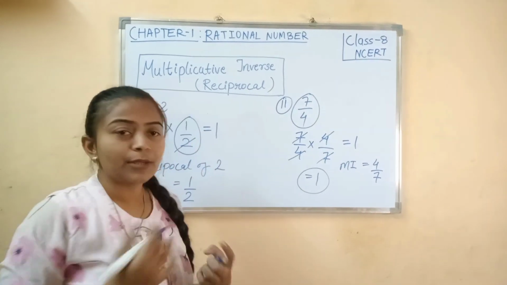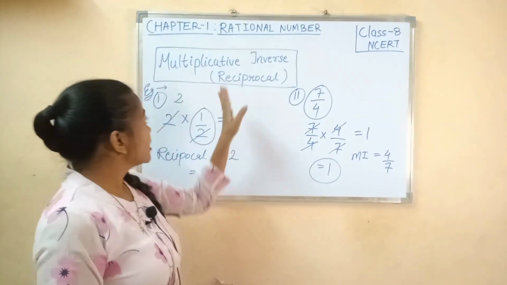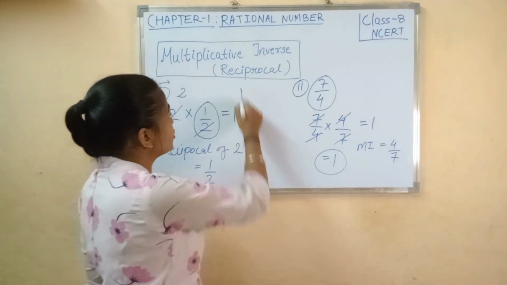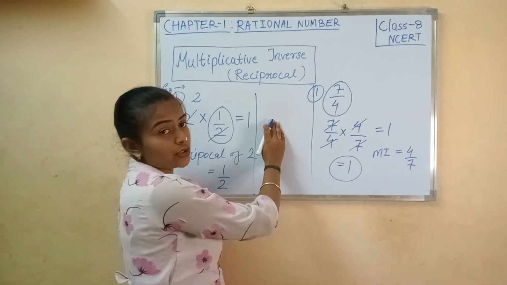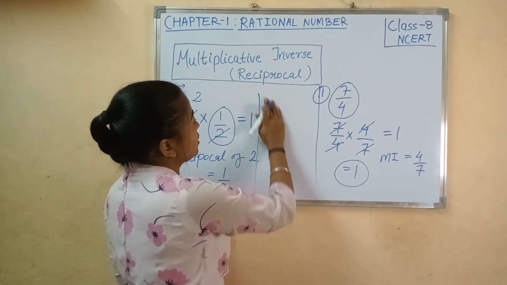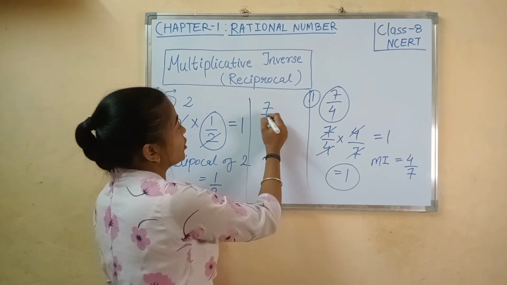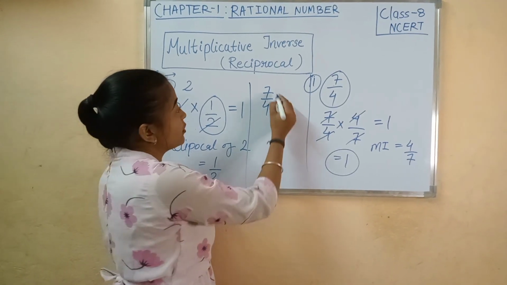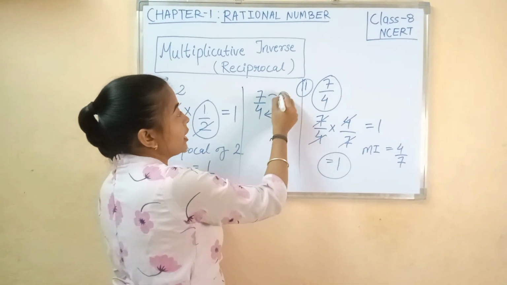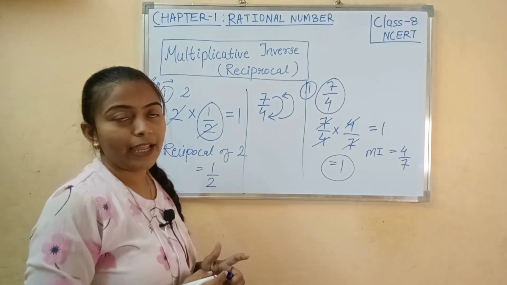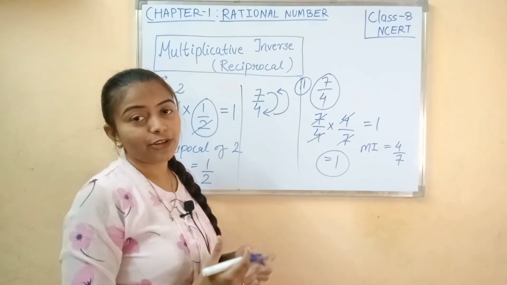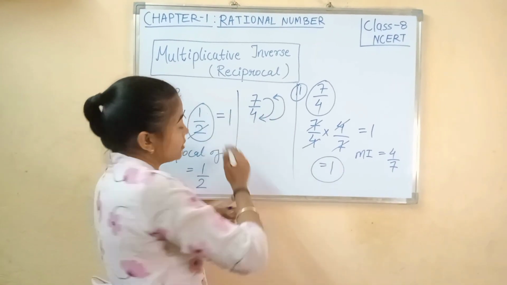In simple words we can say that to find the reciprocal of any number, we just do one thing. Let's suppose 7/4, we replace the numerator by the denominator and the denominator by the numerator, so we get the multiplicative inverse of any number.